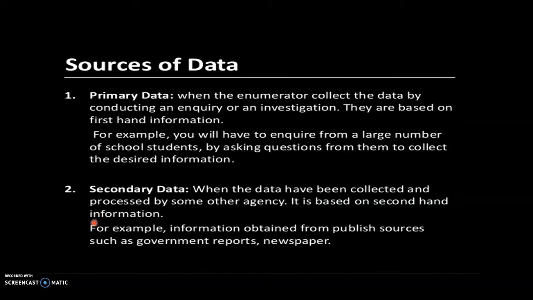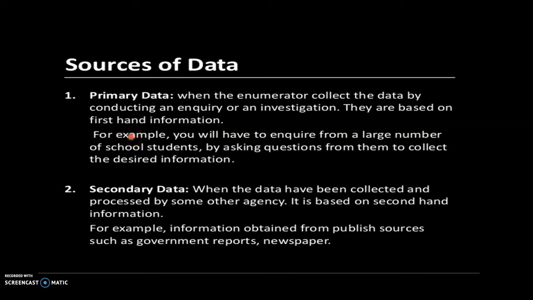What are the sources of data? Statistical data can be obtained from two sources, primary data and secondary data. The researcher may collect the data by conducting an inquiry. Such data are called primary data as they are based on first-hand information. So what is primary data? When the enumerator collects the data by conducting an inquiry or an investigation, they are based on first-hand information.